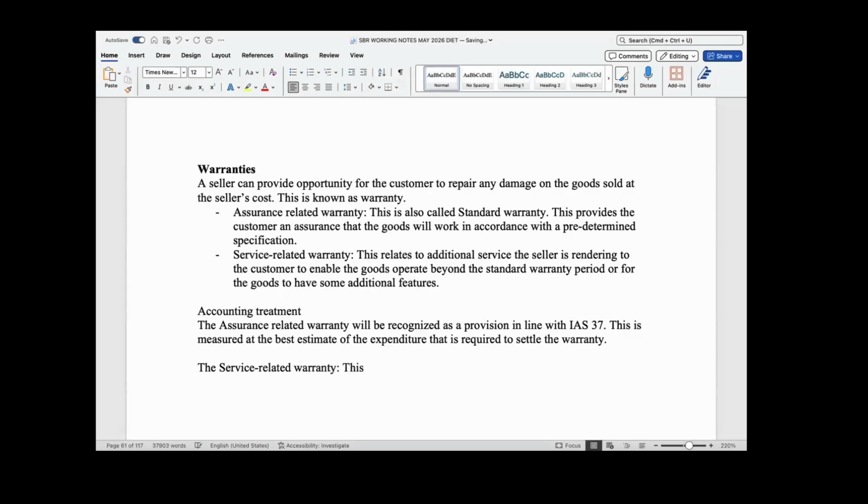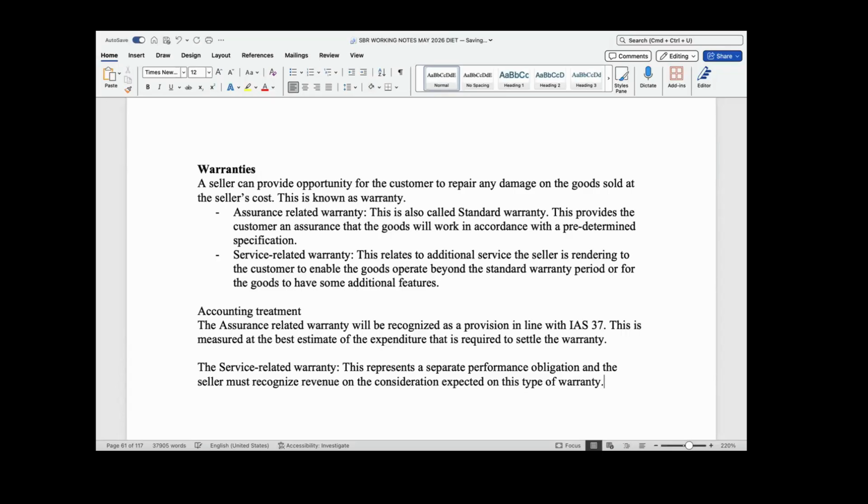You see, the reality is that this represents a separate performance obligation, and the seller must recognize revenue on the consideration expected on this type of warranty.